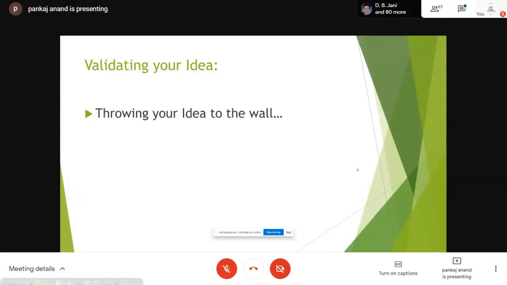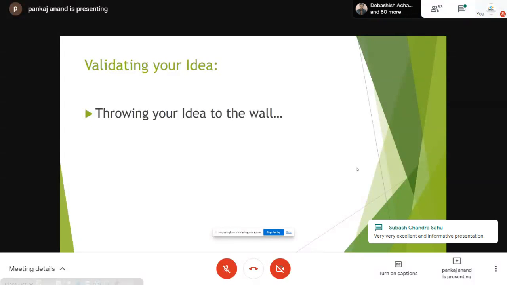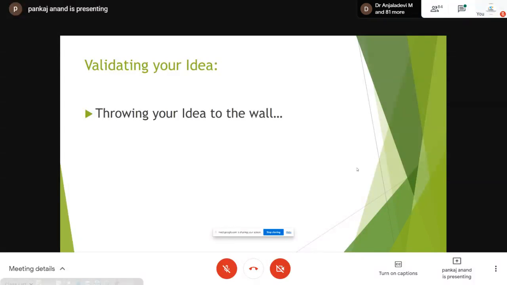But at the same time, there is a third type of startup. When we throw our model at the wall, it will stick for some time, but then it will go down. We know that it is going to go down. So we need to be very skeptical about these kinds of startups.